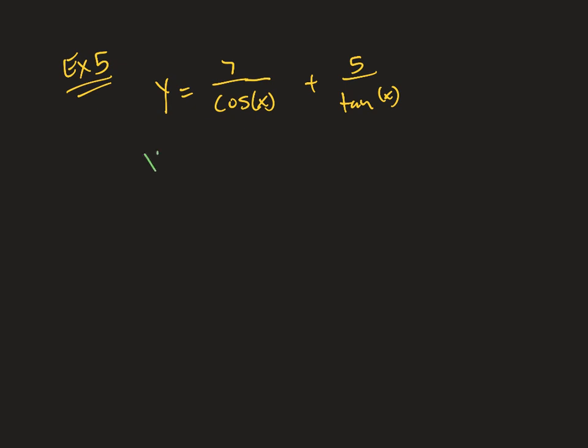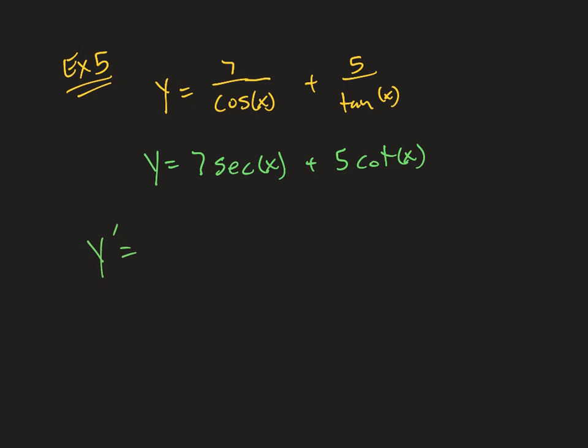So I'm just going to rewrite these functions. 7 over cosine x happens to be the same as 7 times the secant of x, right? Because secant's just 1 over cosine. And 5 over the tangent x happens to just be 5 cotangent x. If you write this using those reciprocal functions, then the derivatives are just slam dunks because you already have those memorized. So I recommend that you work these problems this way.